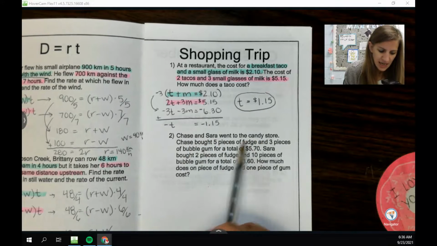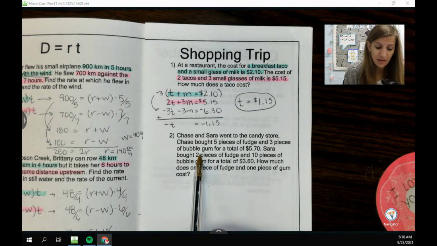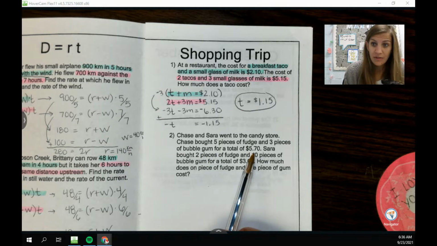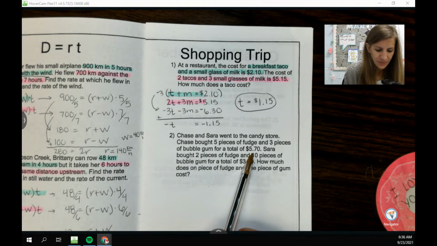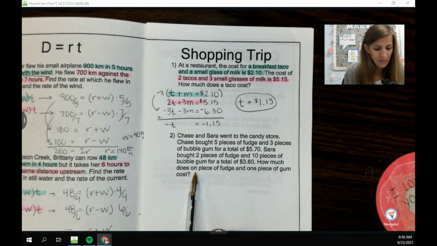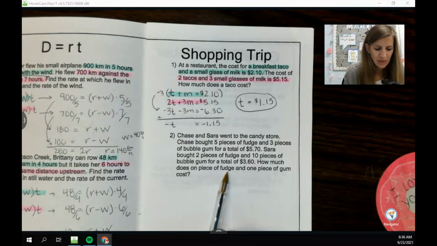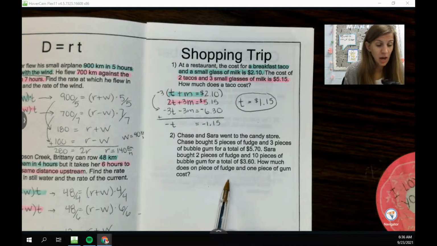Chase and Sarah went to the candy store. Chase bought 5 pieces of fudge and 3 pieces of bubble gum for a total of $5.70. Sarah bought 2 pieces of fudge and 10 pieces of bubble gum for a total of $3.60. How much does a piece of fudge and 1 piece of gum cost?